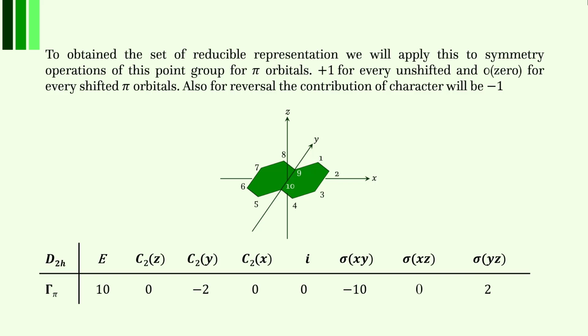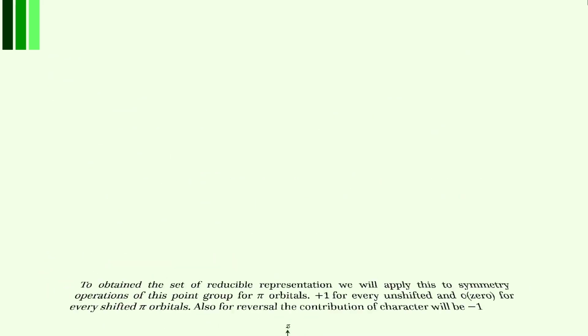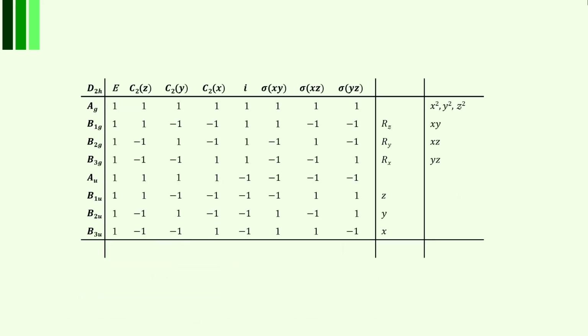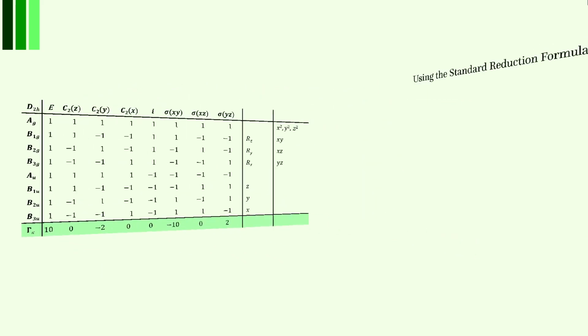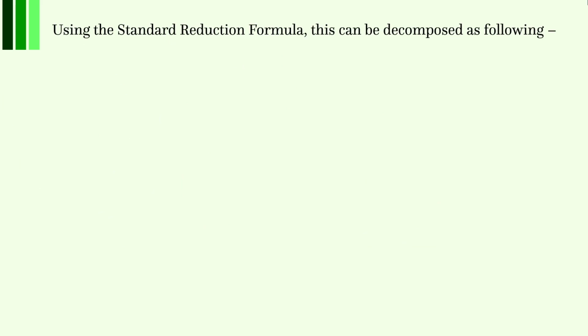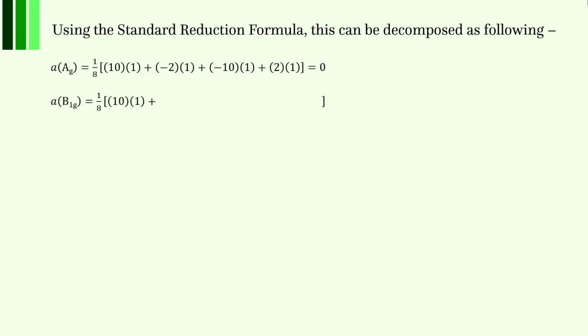So the reducible representation that we have obtained for the pi orbitals of naphthalene is the set of values that we have just seen. That is 10, 0, -2, 0, 0, -10, 0, and 2. The next job is, of course, to decompose it into irreducible components using the standard reduction formula that we have described in many cases earlier. And when you do so, you'll find that the respective irreducible components come into your representation as displayed on the board.